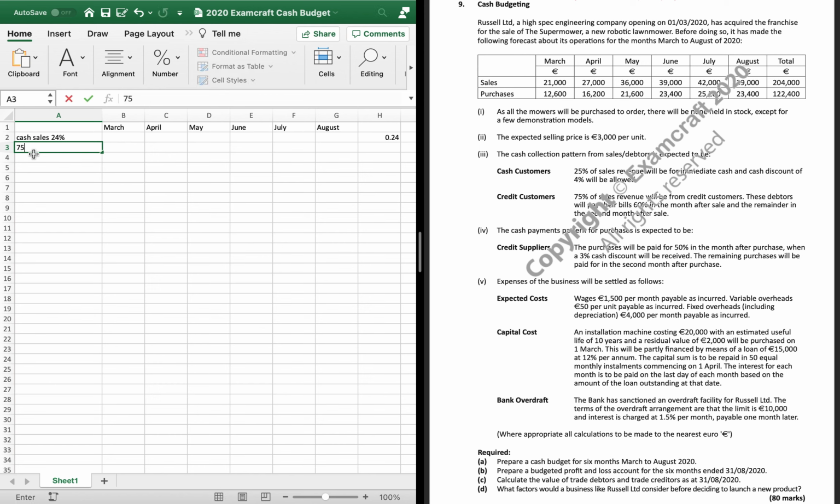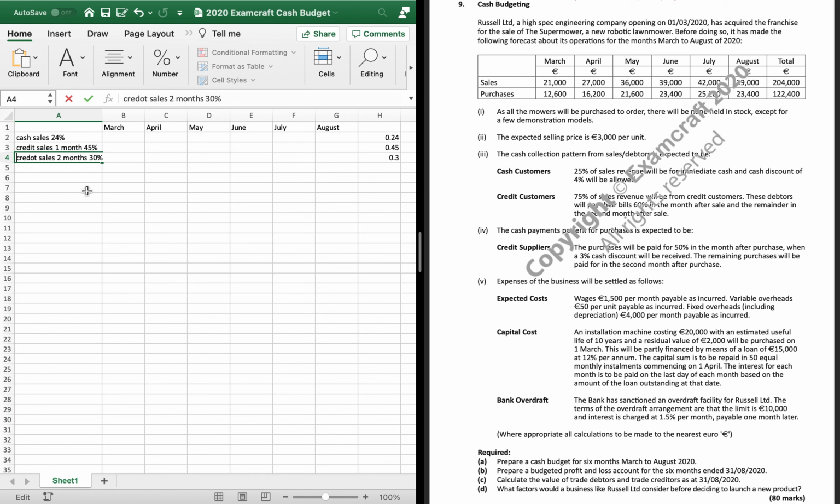75% is for credit sales. These debtors will pay their bills 60% in the month after sale, and the remainder in the second month after sale. So it's the credit sales 60%, and it's not 60% of 15%, it's 60% of 75%. So in reality, that's 45% will pay 1 month after, and the remaining credit sales 2 months after, the remaining 40%. 40% of 75% should be 30%, and it is, so it's 30%.